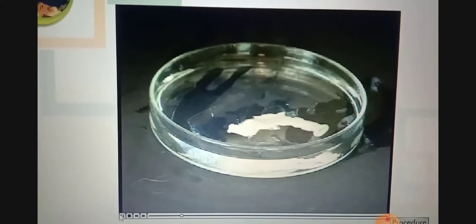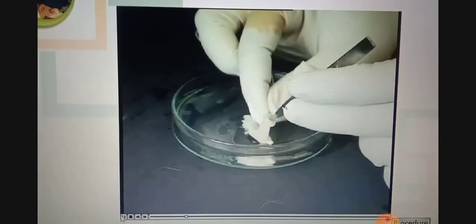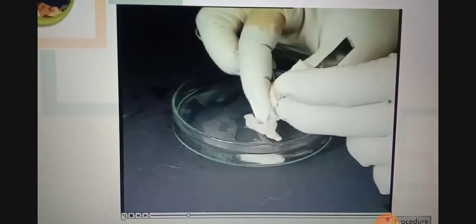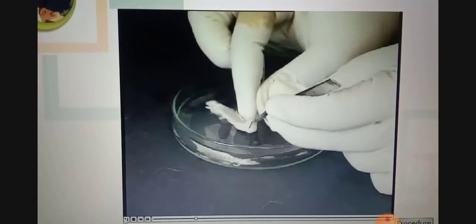Tie the thread to the top and bottom ends of the jejunum loosely. Ensure the lumen remains open. Now, mount the preparation in an organ bath containing Tyrode solution. Maintain the temperature of the water bath at 37 degrees centigrade. Aerate the muscle preparation with an aerator.